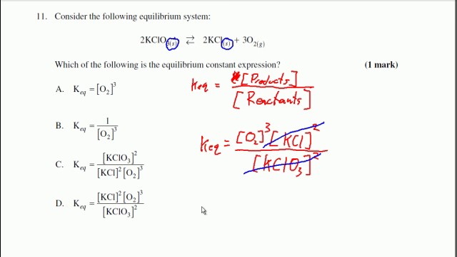So your actual answer is going to be KEQ equals oxygen cubed. So your answer should be 11A. This is probably the second most popular, most picked answer right here, but you have to realize solid, so pay attention to those subscripts.